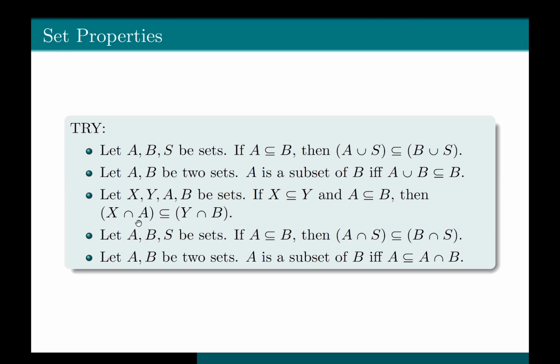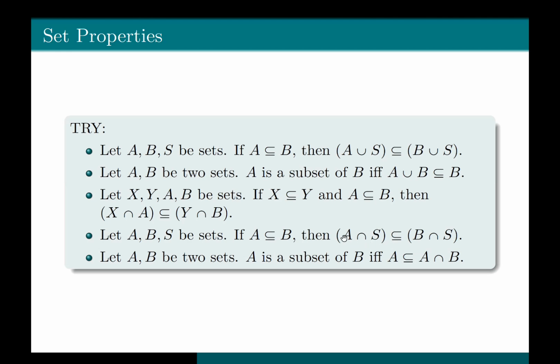You just need to take an element in the first set, and you have to prove that it belongs to the second set. Similarly, you will prove the second property, and the third one is something which I am proving over there. Okay, so now what are we doing over there? So we have A, B, S to be three sets, and we have that A is a subset of B, and then it holds that A intersection S is also a subset of B intersection S.